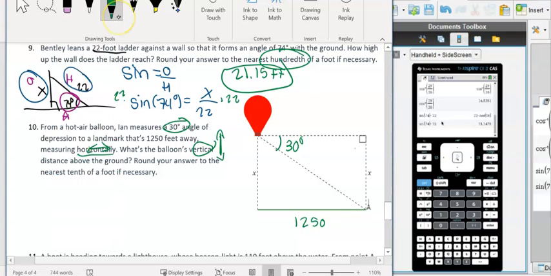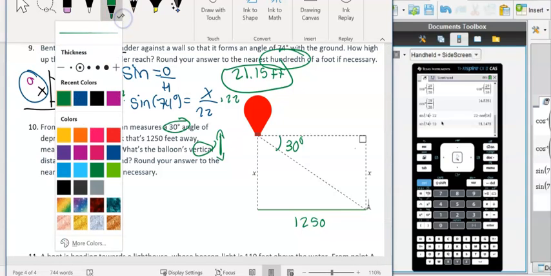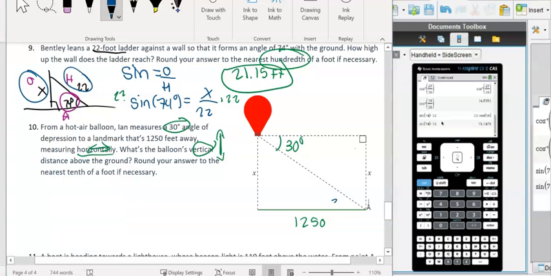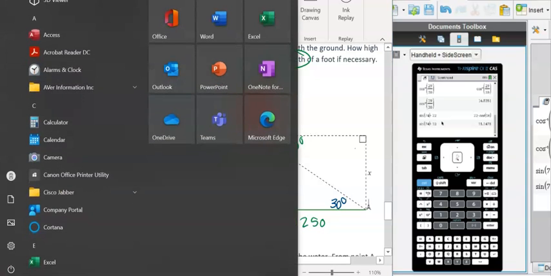So you can pick which of these triangles to use. I'm going to use the one down on the ground because that's how my brain works, which means I need to move this 30 degrees down here using alternate interior angles.